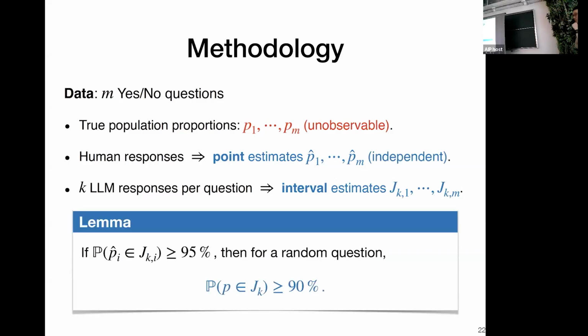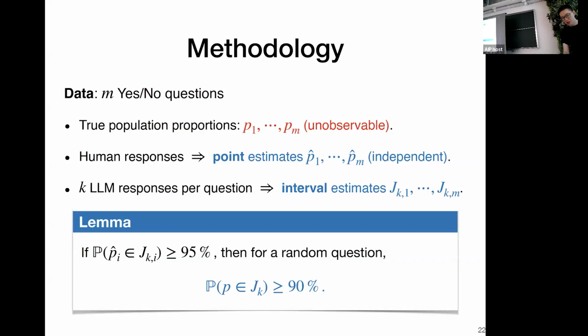So there's an interesting lemma. Suppose you have a question. Of course, here we need to assume these questions are randomly sampled from a distribution. Then if a point estimate is covered by this synthetic interval with 95% probability, I can tell you that for a future question randomly sampled from the same distribution, your interval will cover the truth with 90% probability at least.